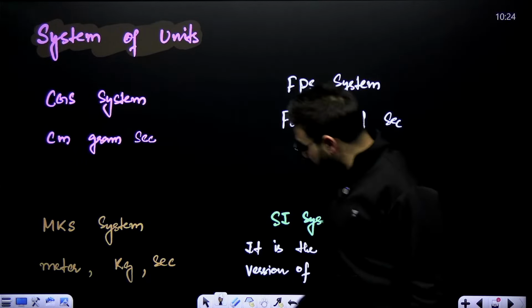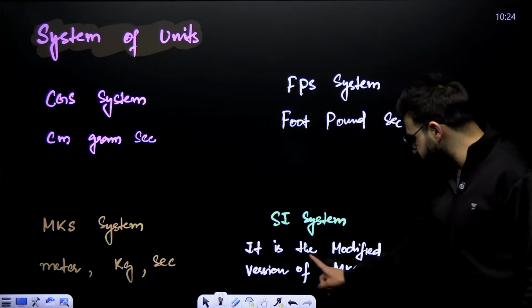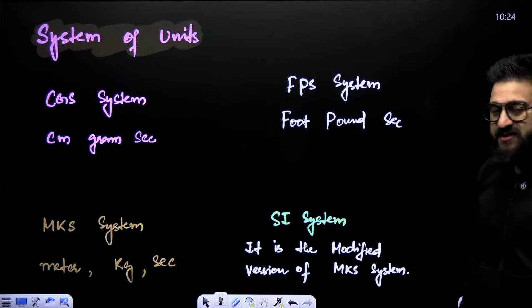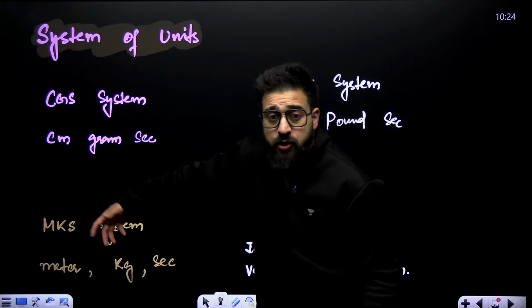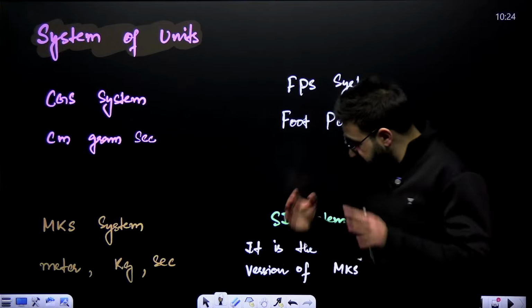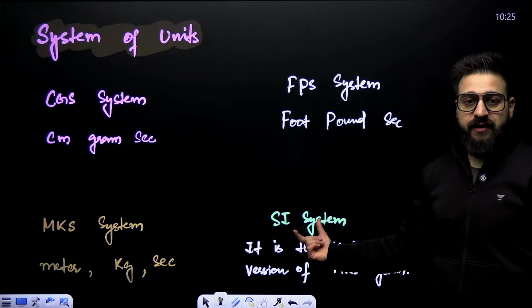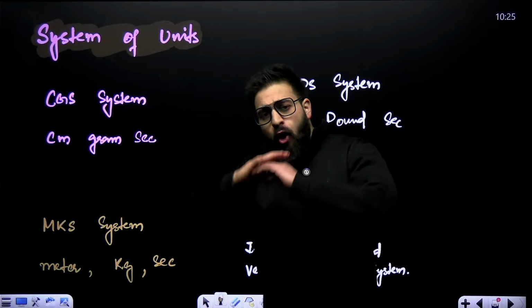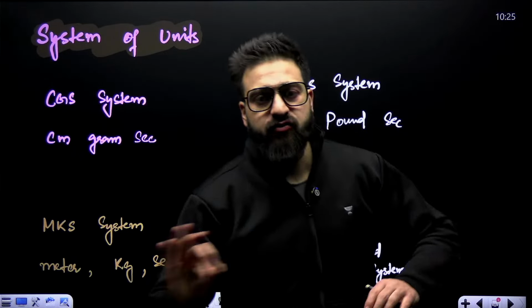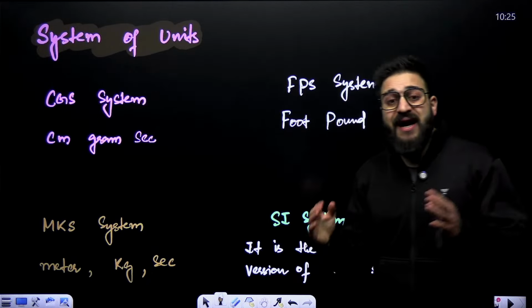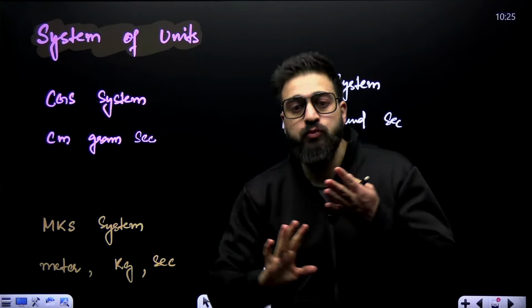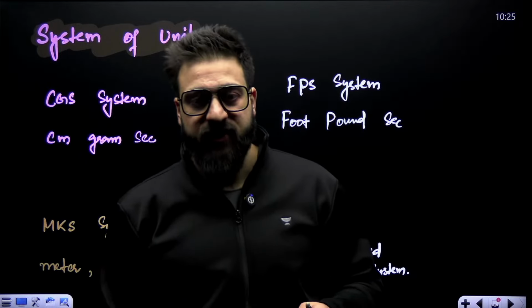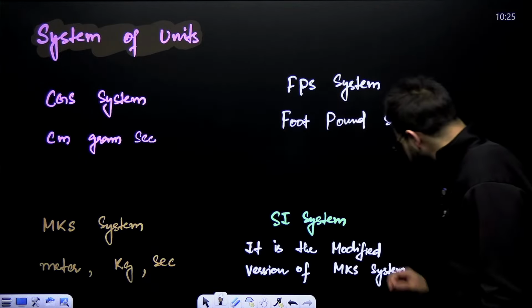It is the modified version of the MKS system. Now, this became the internationally accepted system. All the countries in the world started following this particular system, so that there is no chaos and there is smooth trade between different nations and countries. And that's what we call the SI system.